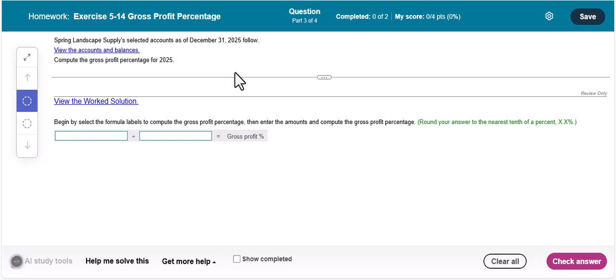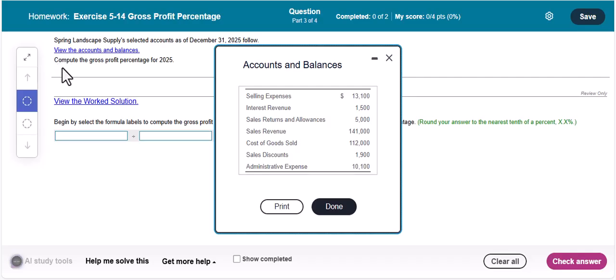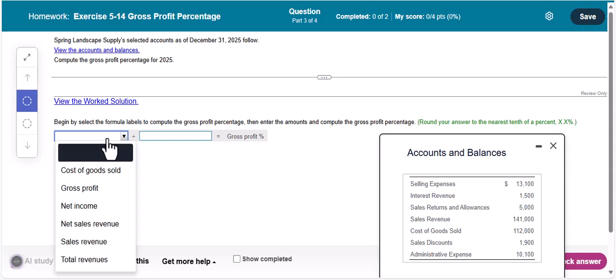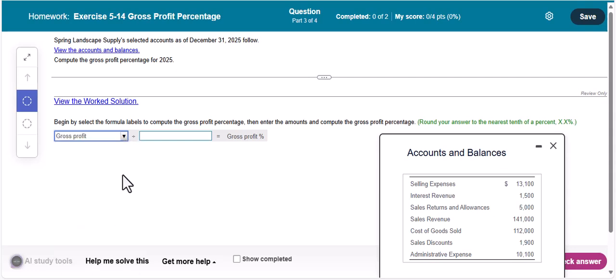Exercise 5-14, we're going to calculate the gross profit percentage for Spring Landscape Supply. Their selected accounts as of December 31st, 2025 follow here. We have to compute the gross profit percentage for 2025. So the first thing they want us to do is to select the formula to calculate the gross profit percentage. So that formula is gross profit divided by net sales revenue.